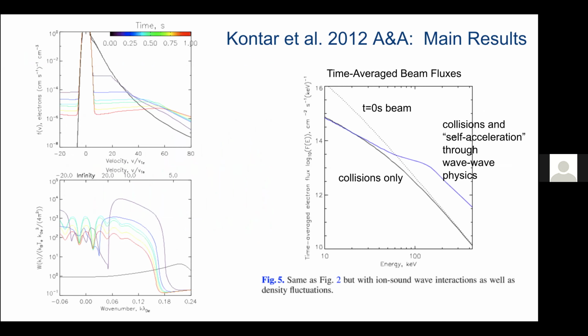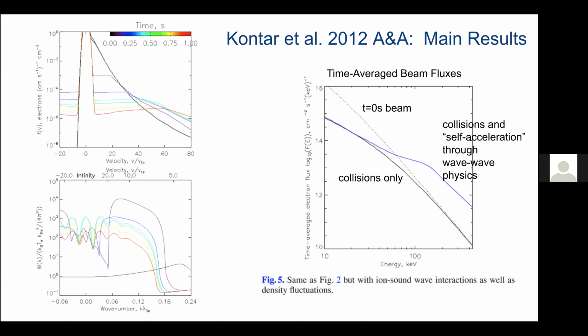Here are some results from Kontar et al. 2012. These are like the final results, and the results that I have become extremely fascinated with. So when they included the wave-wave interactions and Coulomb collisions, they found the evolution of the distribution functions as follows. First, it starts out as a power law.